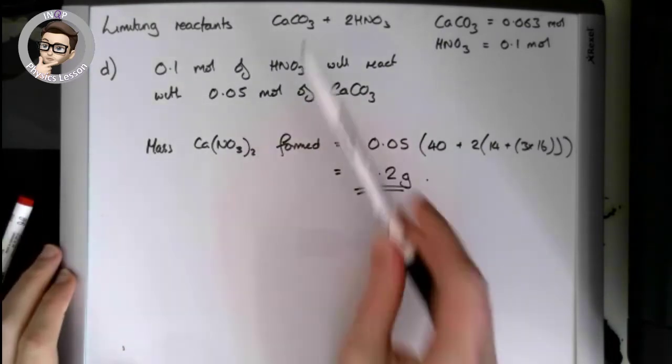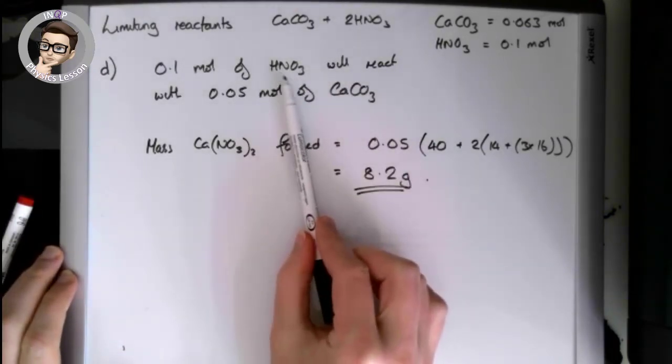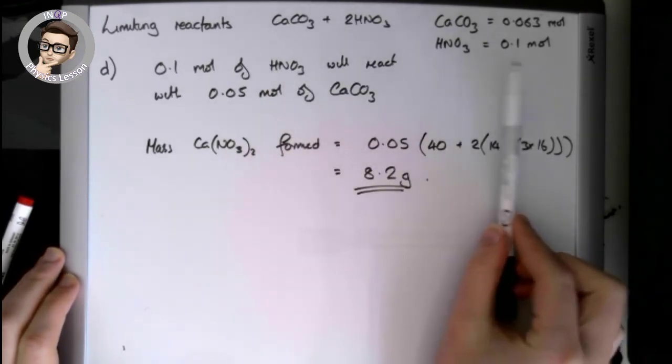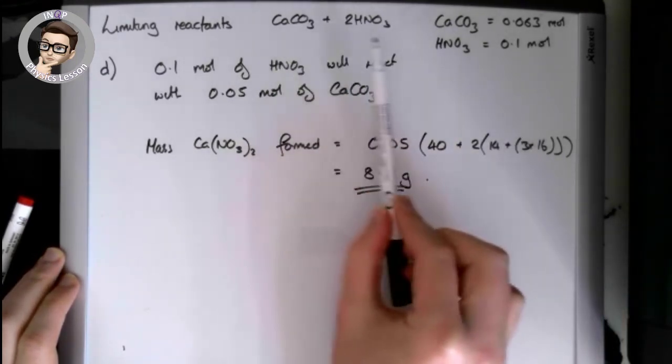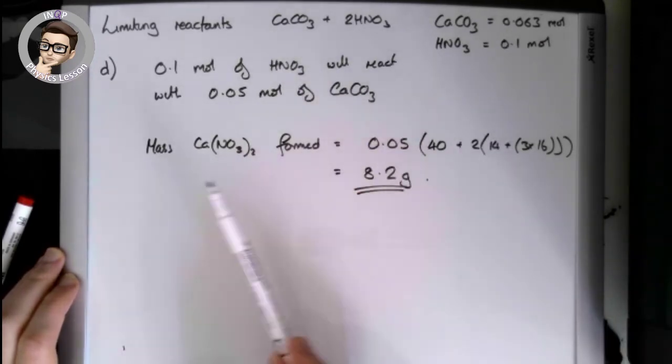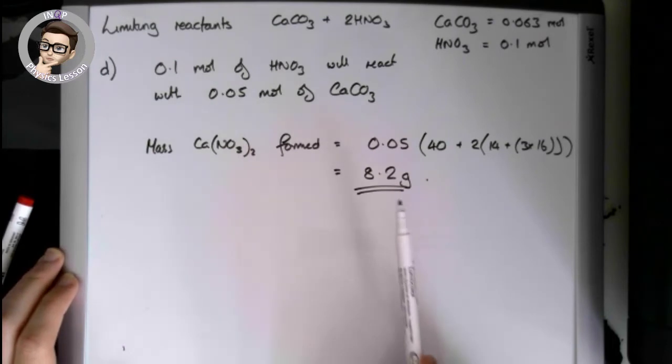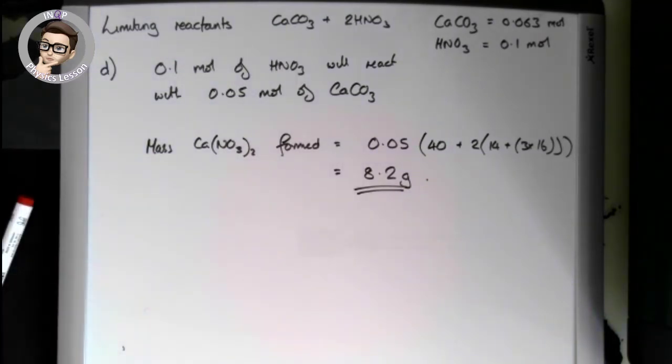So remember that the nitric acid is the one that's limiting because it has the least number of moles when you compare like for like, the 1-to-2 ratio, and then you use the one that's the limiting case to work out the mass. So it's going to be your turn to have a go.